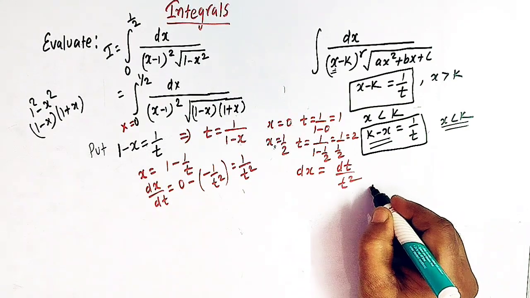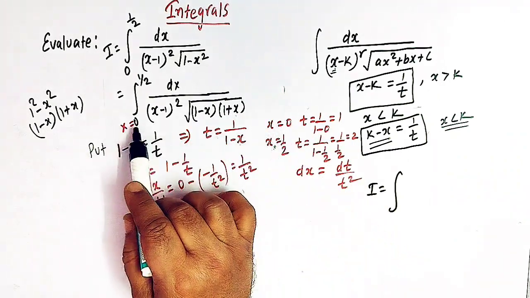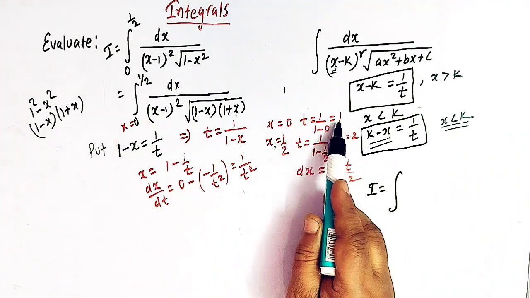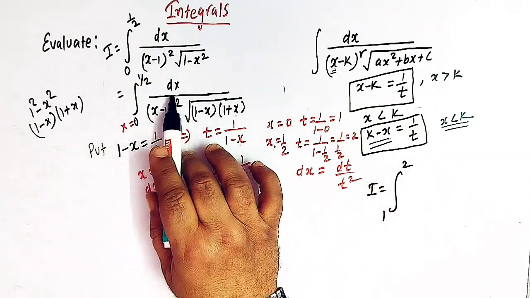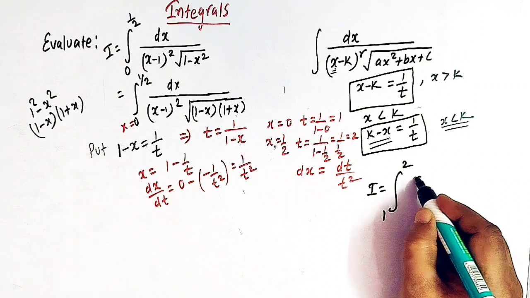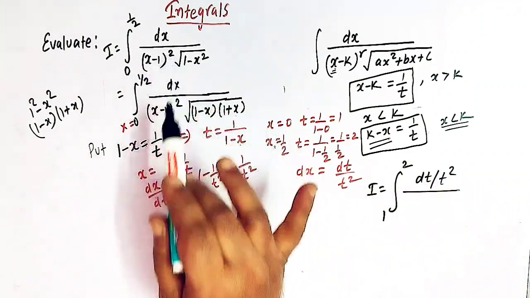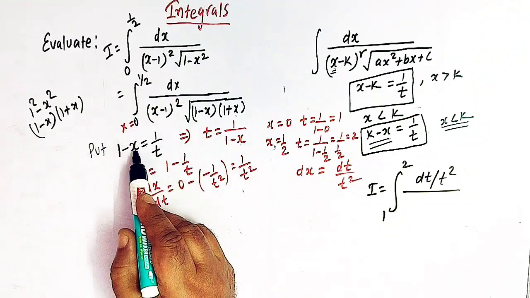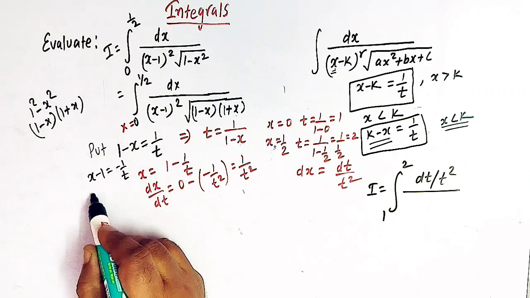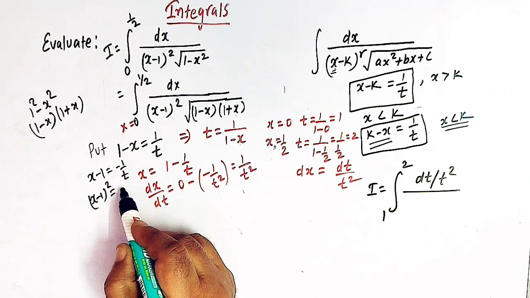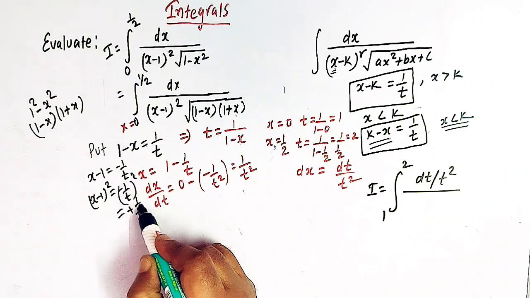So now I can be written as the limits vary from 0 to half. So here t varies from 1 to 2. Here we have 1, here we have 2. And for dx, we can now write dt over t square. And here we have x minus 1 square. So x minus 1 may be written as x minus 1 is equal to minus 1 over t. So x minus 1 square is minus 1 over t square, that is positive 1 over t square.